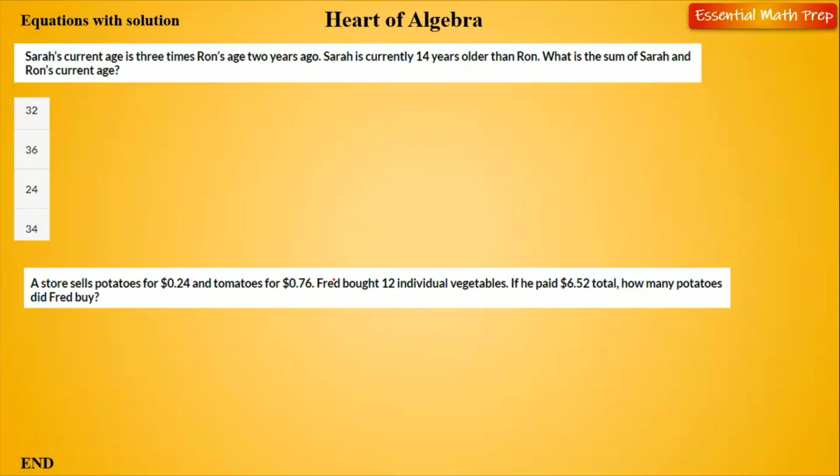Sarah's current age is 3 times Ron's age 2 years ago. Sarah is currently 14 years older than Ron. What is the sum of Sarah and Ron's current age? The best way to do this problem would be to take the answer choices and work them back and see if it will give you the desired result. Let's say I choose 34 for now. So 34, Sarah and Ron's current age add up to 34. That's what we're saying, from the answer.